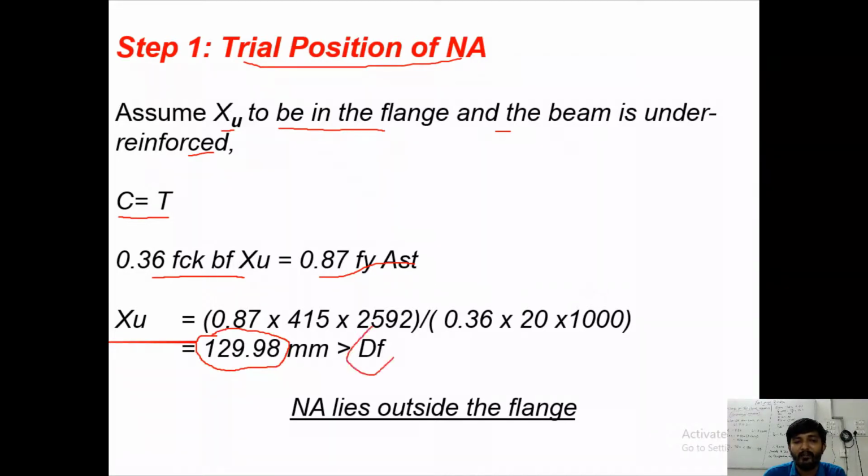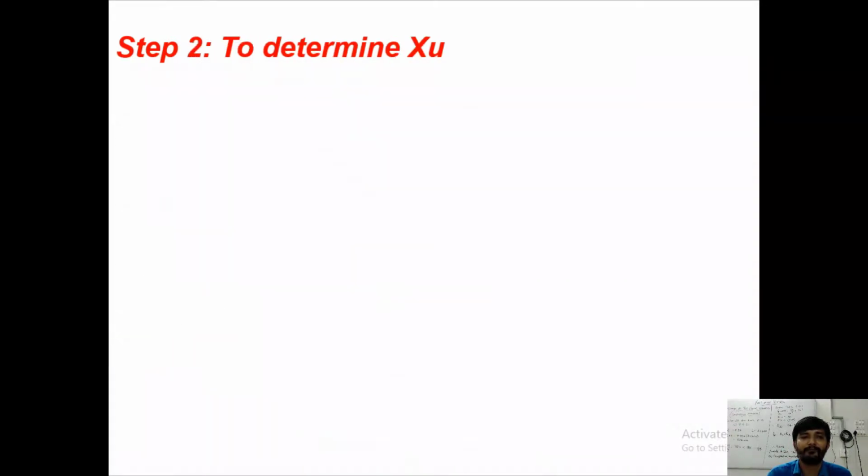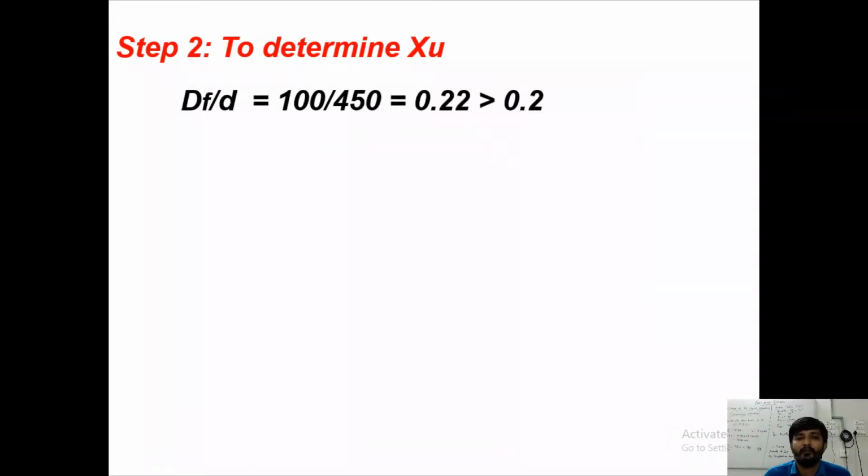is greater than DF, therefore neutral axis lies outside the flange. So our assumption is wrong. Neutral axis lies outside the flange. Step number 2, to determine XU value, first we need to check which case it is.